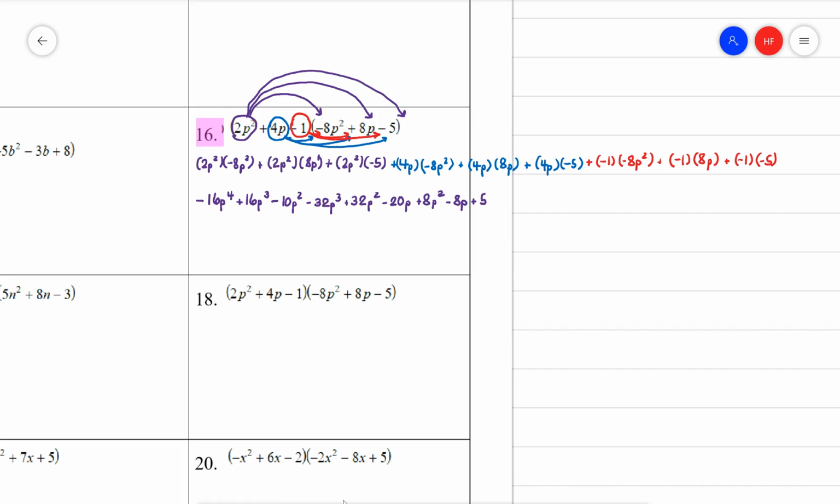So we cannot say that we're done there because we have powers that are the same. We have p cubed, p squared, p squared, p squared, and then p and p. So the negative 16p to the fourth stays the same. We'll combine our p cubed, so we have 16 minus 32, which is negative 16p cubed.